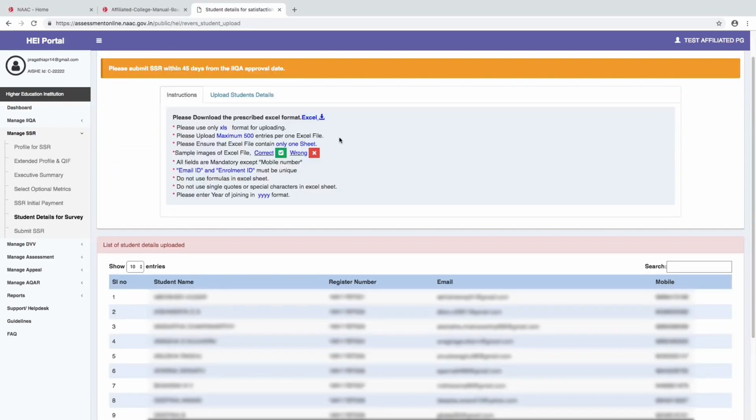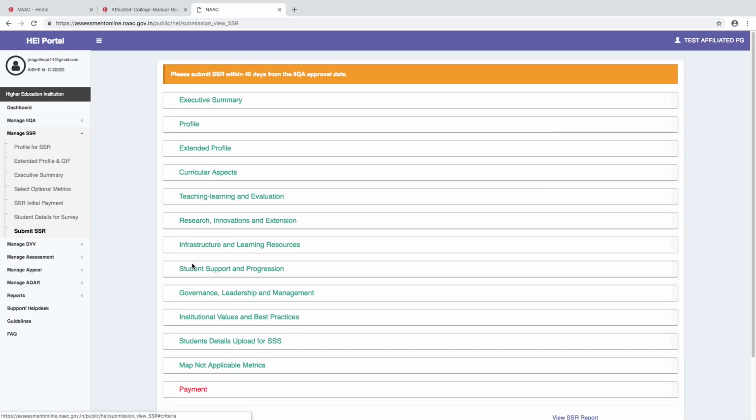Kindly go through these instructions. They will help you in terms of filling in the student survey details. It is important that the details of the student survey should be filled in the prescribed template format only. The template format should not be changed, and it is expected that the email IDs provided by the institution are valid and currently operating. There is no provision to edit this list after the submission of SSR, and hence utmost care should be taken for providing these details. We would see that all the sections are completed and we can proceed to the payment section.